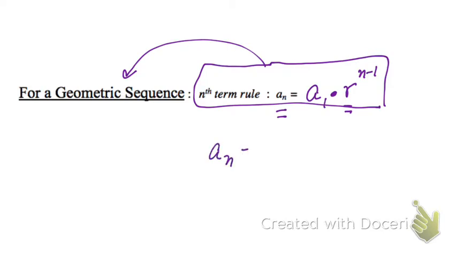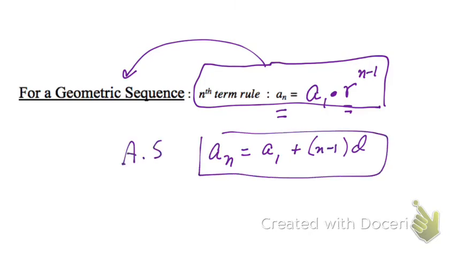If you remember from last week, for arithmetic, you started at the first term and you started adding some d values, and you added n minus 1 of those d values. So this was for arithmetic sequences. Okay?